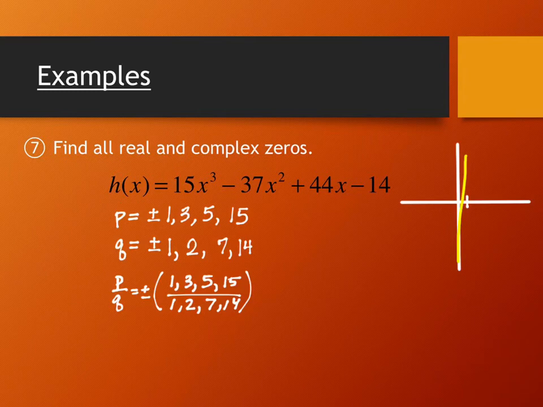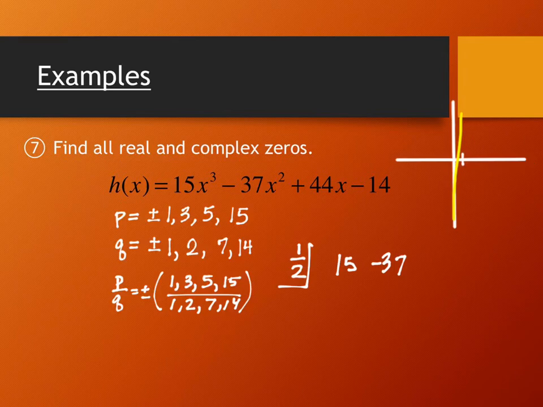Now, the first thing, the one that would be the nicest, is if it actually happens to be 1/2, right? Agreed? So let's just try 1/2 and see if it works with my synthetic division. And I want to do a synthetic division with you with a fraction anyway, so you can actually see how it works. Because it feels a little bit different because there's a fraction involved. Okay, so my coefficients are 15, 37, negative 37, 44, and negative 14.